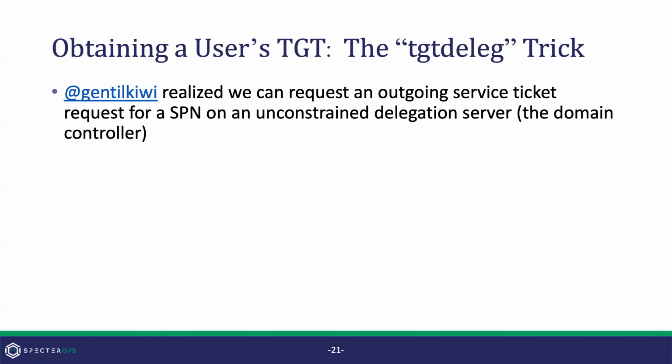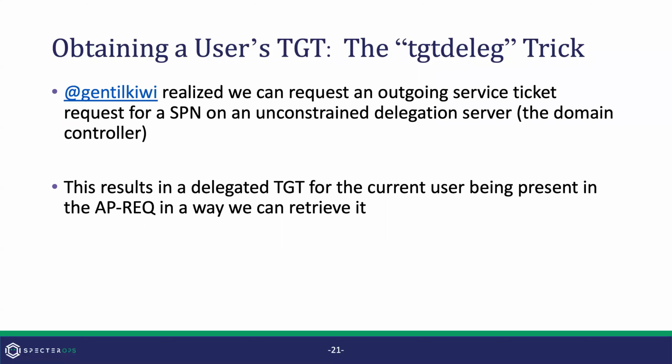He realized, Benjamin, that if we request an outgoing service ticket for an SPN on a server that's unconstrained, so I don't have time to get into all the constrained, unconstrained delegation, but just in this case, domain controllers in domains are always unconstrained by default. And if you request a service ticket for an unconstrained server, it's going to return a delegated ticket granting ticket for the current user that will be present in the AP-REQ that we're actually going to send off, or we're prepping to send off to the DC. And it does this in a way that then we can carve the delegated TGT out of memory.